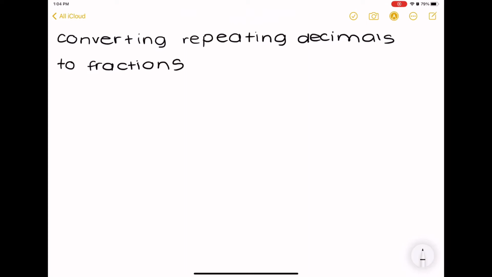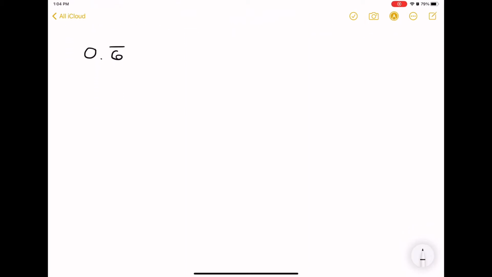So first off, a repeating decimal is a decimal where one or multiple of the digits repeat after themselves. So for example, 0.6 repeating, well that's 0.666 and so on.